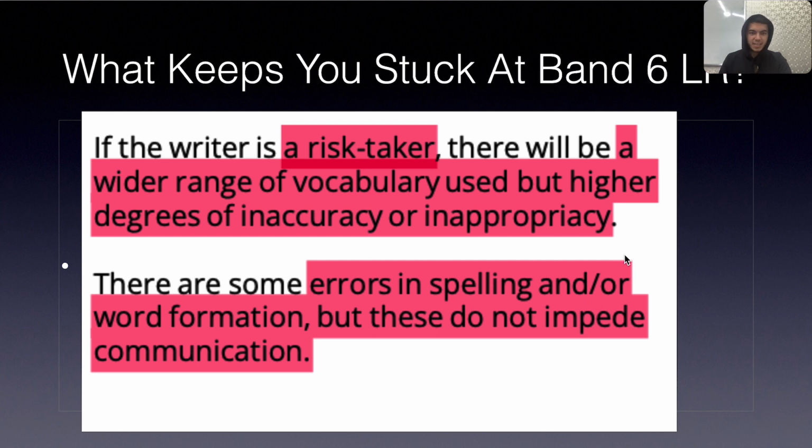So a risk taker is basically a person who uses advanced words just for the sake of it, although they don't really understand when and how they should be used. So this is a risk taker. You're taking risks with your vocabulary, with your language. So you shouldn't be a risk taker. You need to be using the words you're only sure about.